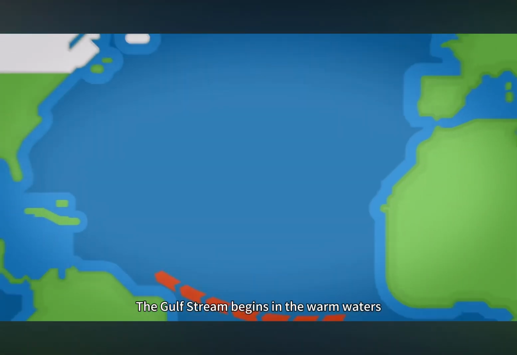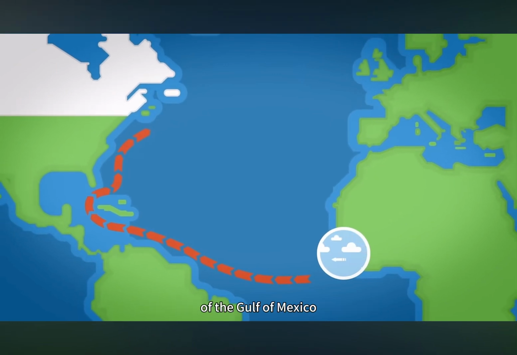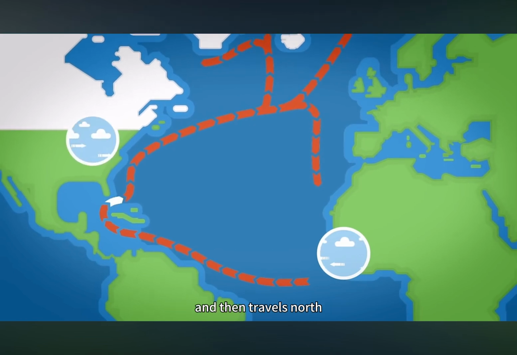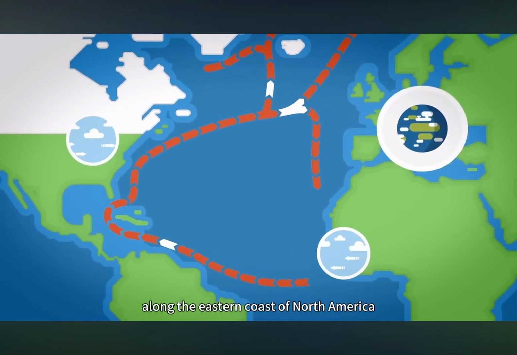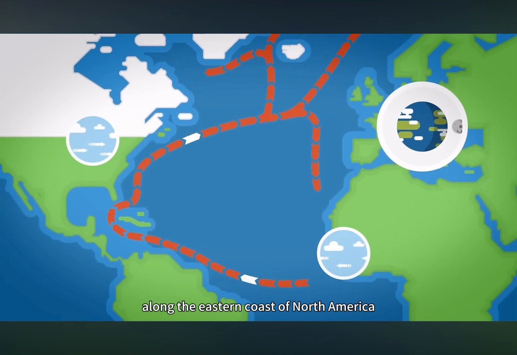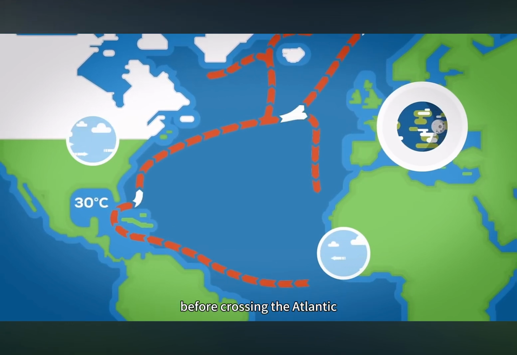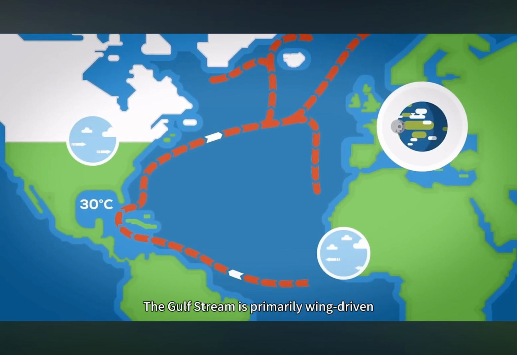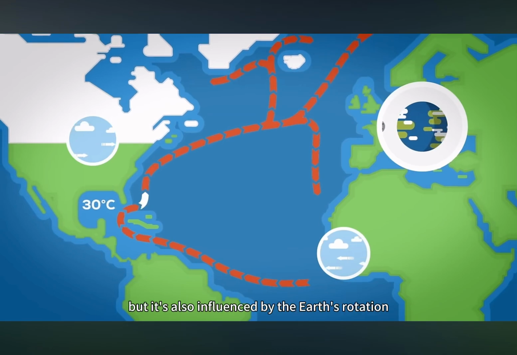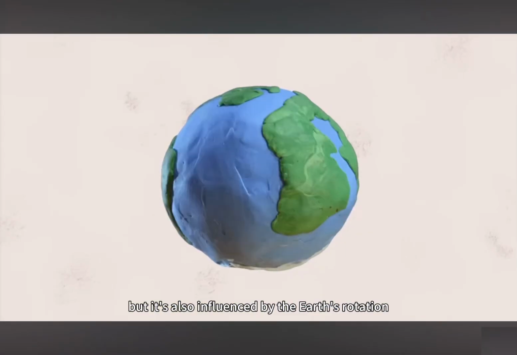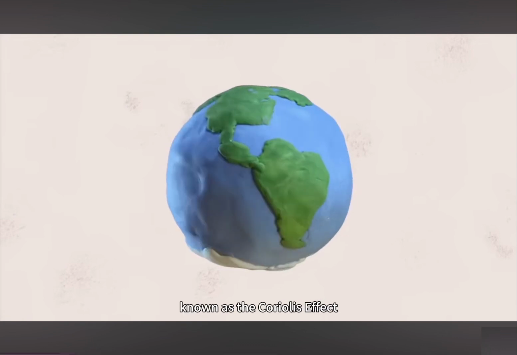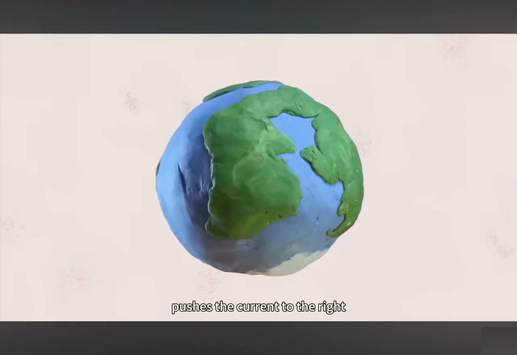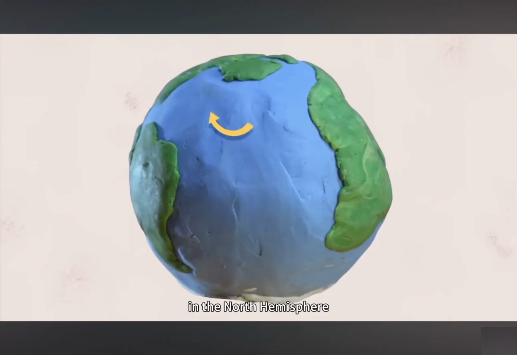The Gulf Stream begins in the warm waters of the Gulf of Mexico, flows through the Florida Straits, and then travels north along the eastern coast of North America before crossing the Atlantic. From a scientific perspective, the Gulf Stream is primarily wind-driven, but it's also influenced by the Earth's rotation, known as the Coriolis effect. This phenomenon pushes the current to the right in the Northern Hemisphere.